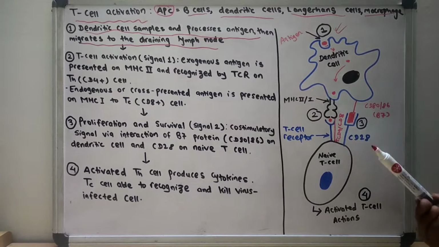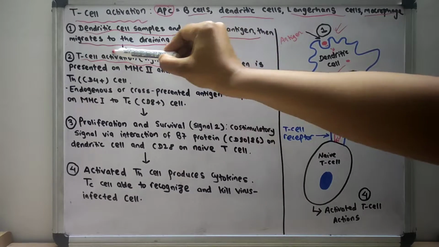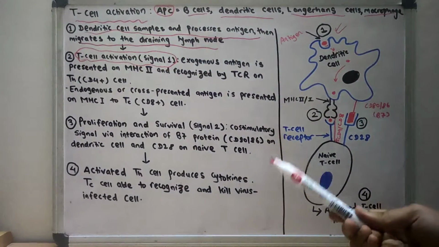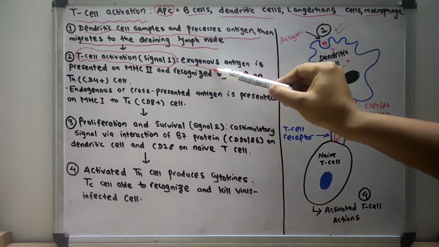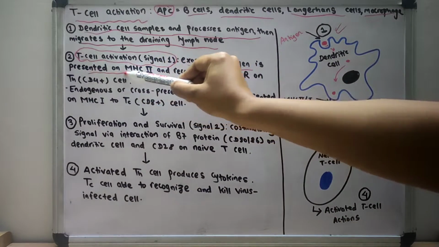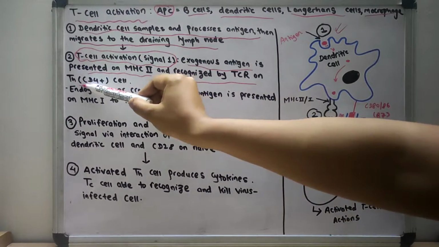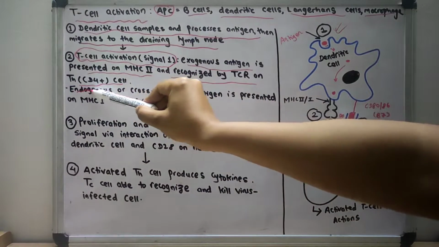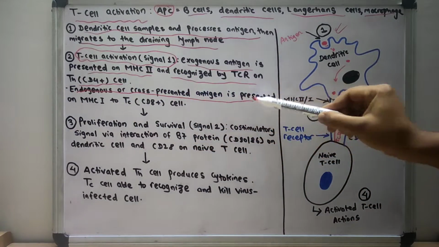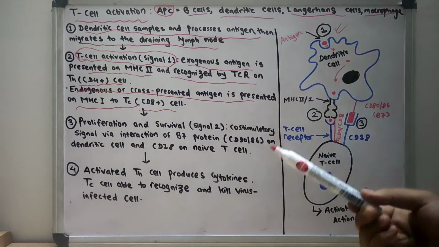In step 2, there is T cell activation. We also call it signal 1. So the first signal is T cell activation. The exogenous antigen is presented on MHC2 and is recognized by the T cell receptor on the CD4 plus T cell, that is the T helper cell, and the endogenous or cross presented antigen is presented on MHC1 to the cytotoxic T cells.